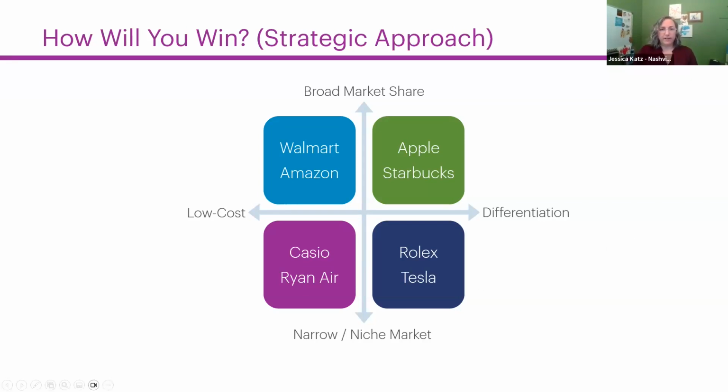So let's say you want to hit lots of customers. Walmart is a really good example of that. They've got broad market share. They're trying to pull everybody in, and they're doing it in a low cost way. So broad market share, low cost. Meanwhile, Apple and Starbucks are doing it in a slightly more differentiated way. Starbucks differentiates because they like to have their coffee shops feel like a community space.